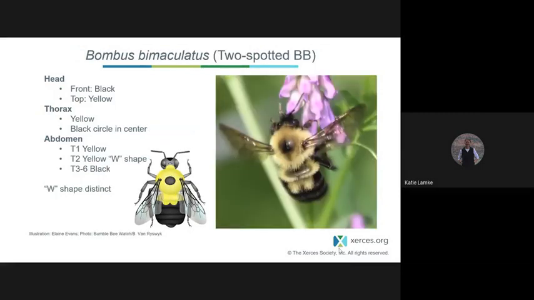The next is Bombus bimaculatus, or the two-spotted bumblebee. And this one has a very telltale sign of that yellow W shape on T2. So if you see this W shape on T2, pretty clear that you have Bombus bimaculatus.